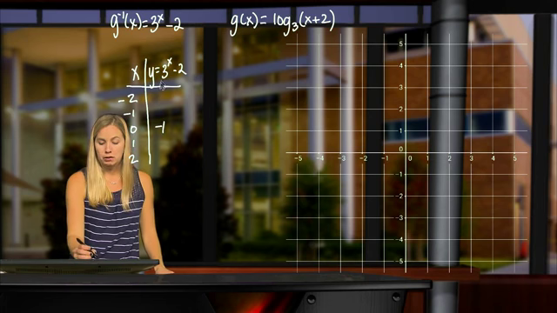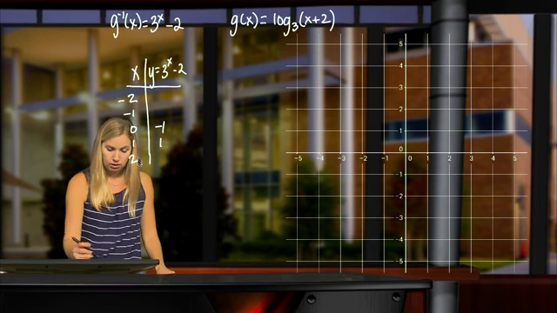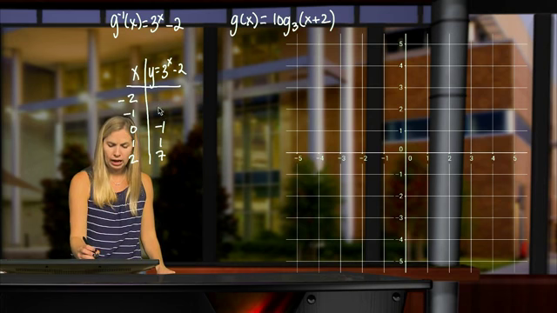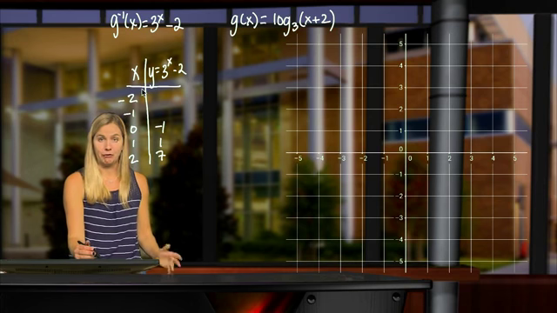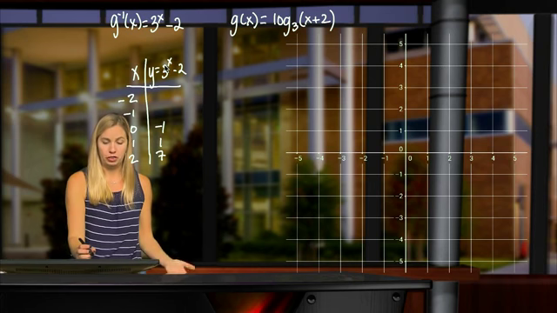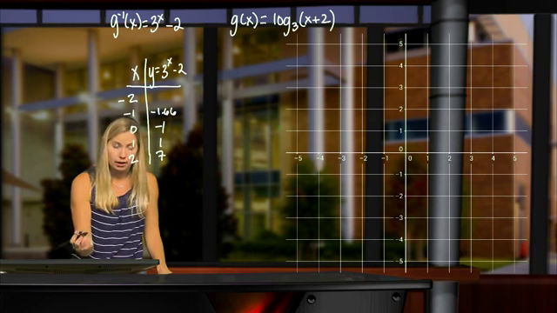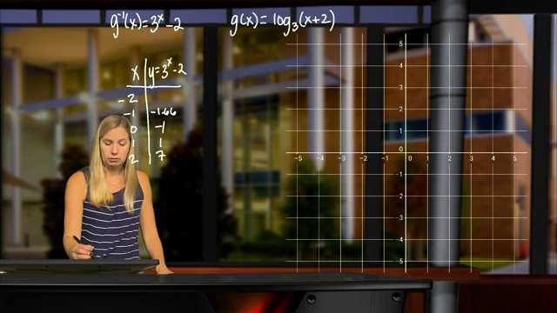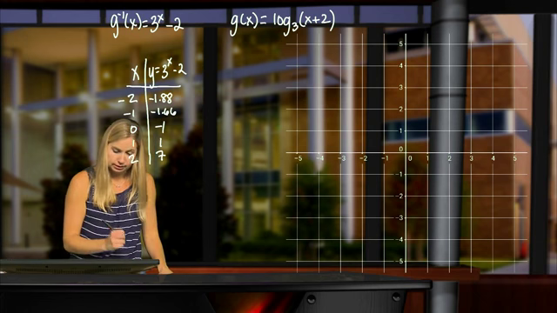Plug in x equals 1. 3 minus 2 is 1. 3 squared is 9. 9 minus 2 is 7. And these values are the ones that we're going to have decimals, because when we have a negative exponent, that's when we get a fraction. 3 to the -1 is 1/3, minus 2 is approximately -1.66. And 3 to the -2 is 1/9, minus 2 is approximately -1.88.